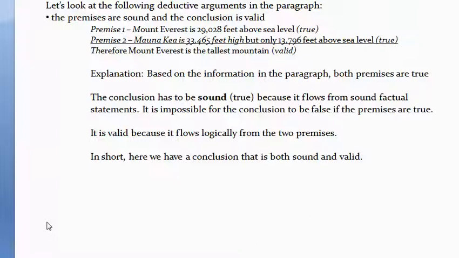Explanation. Based on the information in the paragraph, both premises are true. The conclusion has to be sound, true, because it flows from sound factual statements. It is impossible for the conclusion to be false if the premises are true. It is valid because it flows logically from the two premises. In short, here we have a conclusion that is both sound and valid.